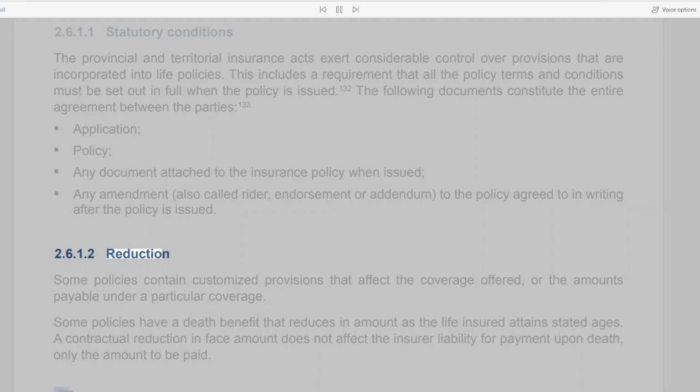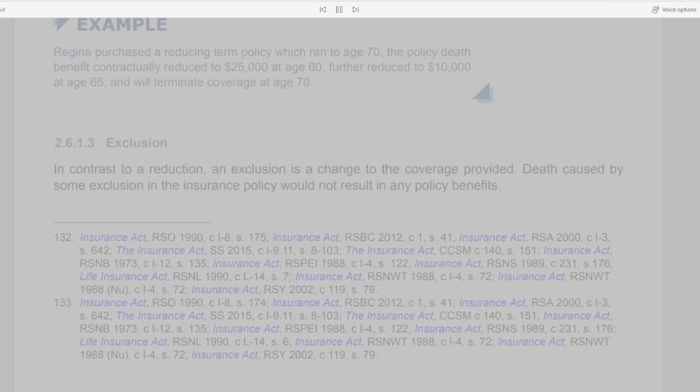2.6.1.2 Reduction. Some policies contain customized provisions that affect the coverage offered, or the amounts payable under a particular coverage. Some policies have a death benefit that reduces in amount as the life insured attains stated ages. A contractual reduction in face amount does not affect the insurer liability for payment upon death, only the amount to be paid. Example: Regina purchased a reducing term policy which ran to age 70. The policy death benefit contractually reduced to $25,000 at age 60, further reduced to $10,000 at age 65, and will terminate coverage at age 70.